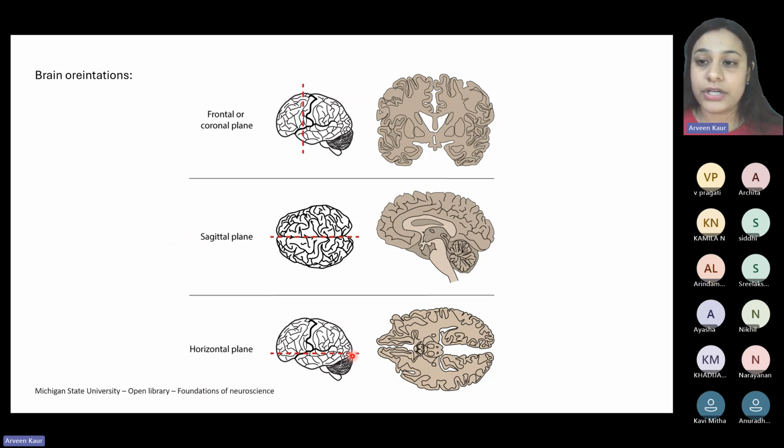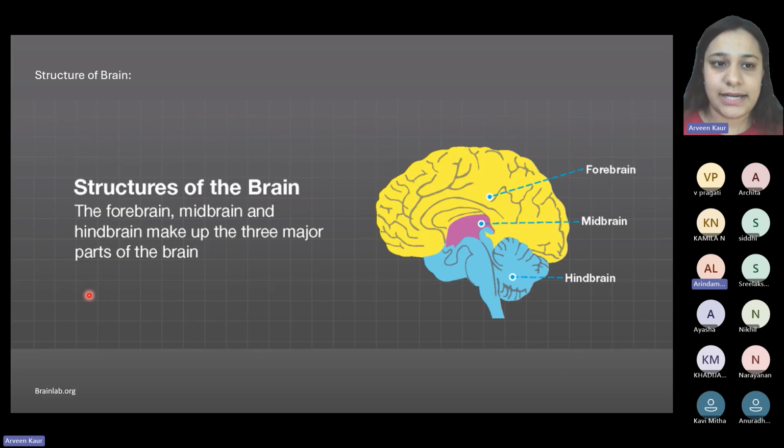Then comes the horizontal cut. What is a horizontal cut? It is a cut along this plane. Coronal was along this plane, sagittal was along this plane, and now horizontal will be along this plane. So in that rostral to caudal or anterior posterior axis, you are going to put a cut. That is going to be a horizontal cut. So these are the various planes in which the brain is actually visualized.